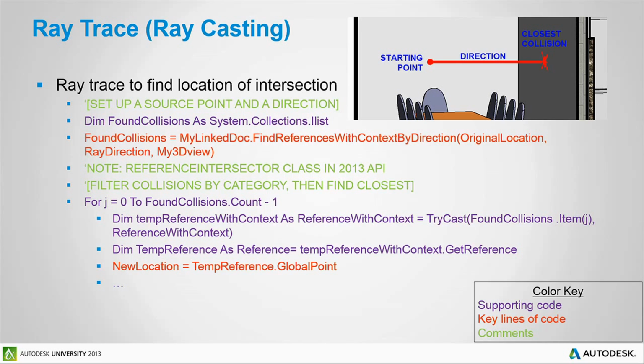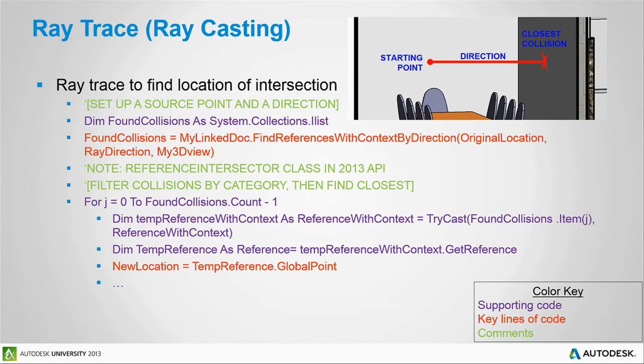that's a built-in command that's going to, you give it those inputs. If we look here at the inputs, my original location, that's my starting point. My ray direction, that's a vector direction, could be left, right, could be diagonal, could be in any direction. And then I do have to know a 3D view that the elements are going to exist in. And so you're going to have to determine, there's different ways to determine whether you want the default 3D view, you want to create a 3D view. There's different things you can do for that.